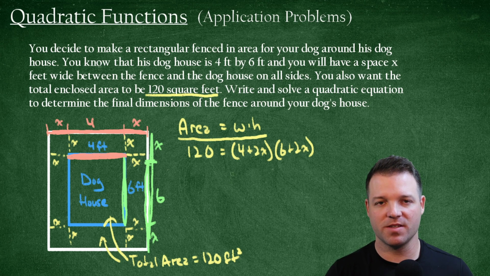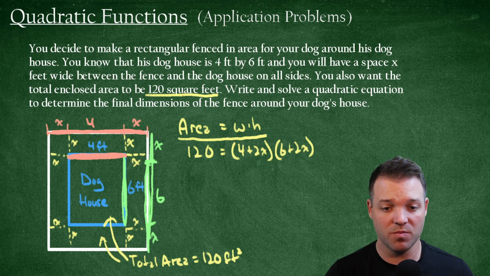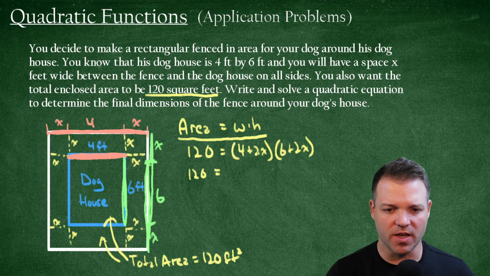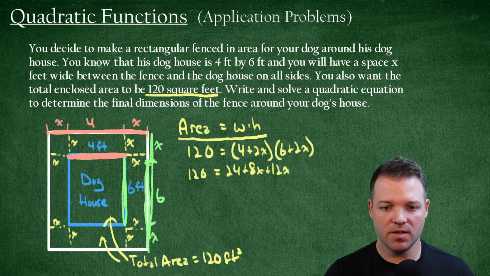We have this equation, which looks like it's now going to end up being a quadratic, because ultimately, when I double distribute here, it's going to be an x times an x. So let's go ahead and do that. So I'm going to leave the 120 on this side, and let's go ahead and multiply all this out. I kind of wish I put the 2x's first, but that's okay. We'll say 4 times 6 is 24, and then 4 times 2x is 8x. And 2x times 6 is 12x. And then 2x times 2x is going to be 4x squared.